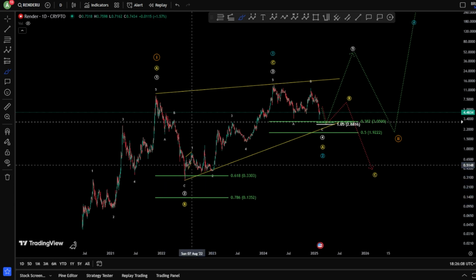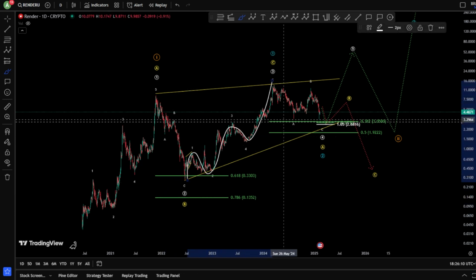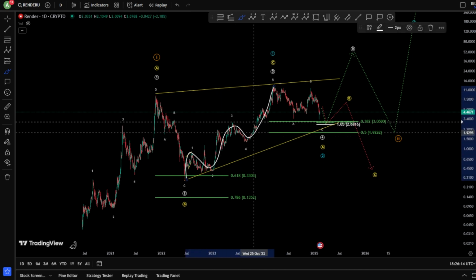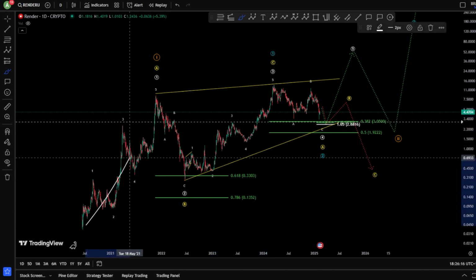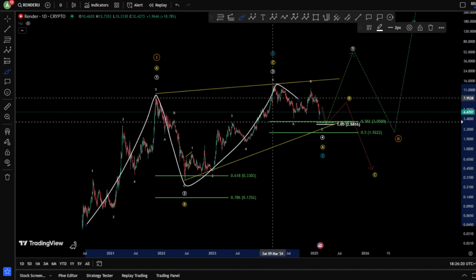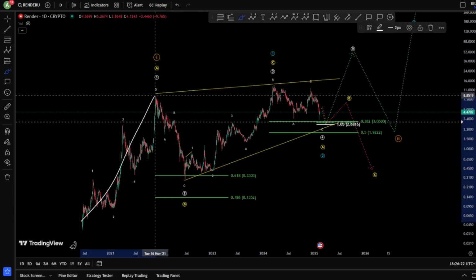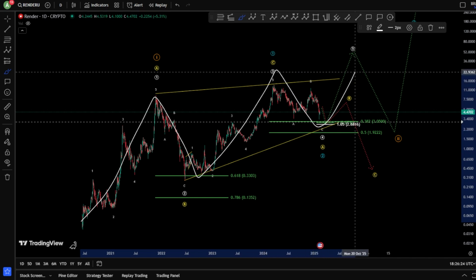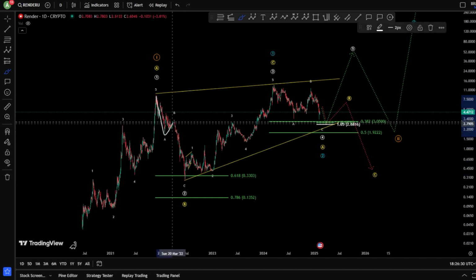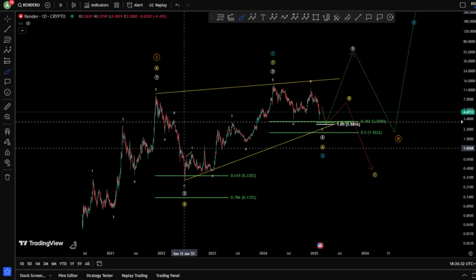After this correction, we got a 1, 2, 3, 4, and a 5, a probable scenario for an impulse toward the upside, where we want to see an impulse anyway, since we have started a diagonal with impulses. We have to see an impulse after it, and especially here you can count it as an impulse 1, 2, 3, 4, and a 5, also knowing that it can be an A, B, and a C.